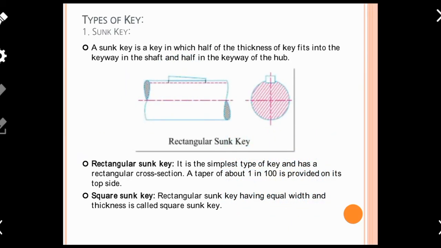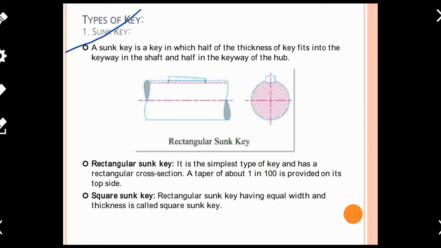Then after, it's time to have a discussion on various types of keys. Those are particularly used for various machinery and for various purposes. Most among all, the type of key that is used is the sunk key.